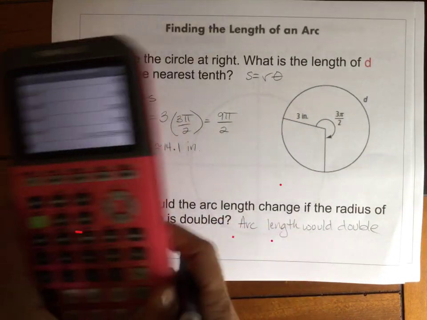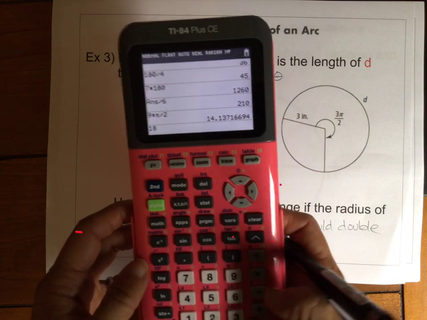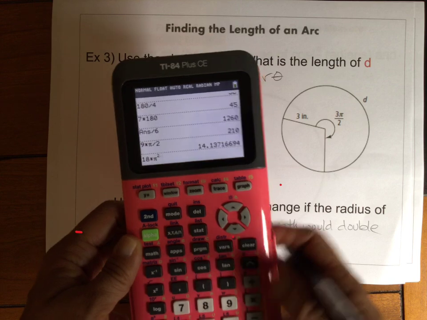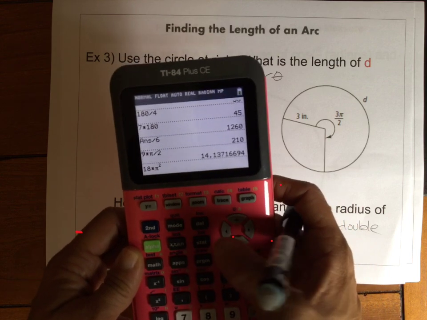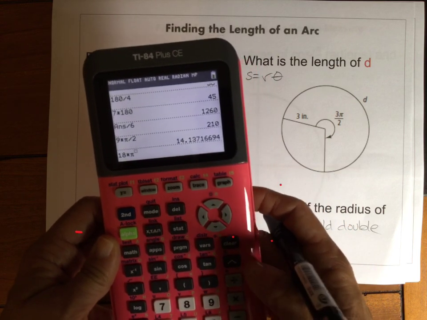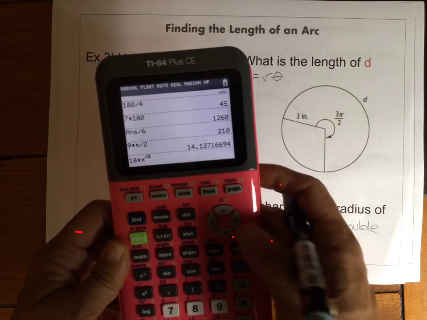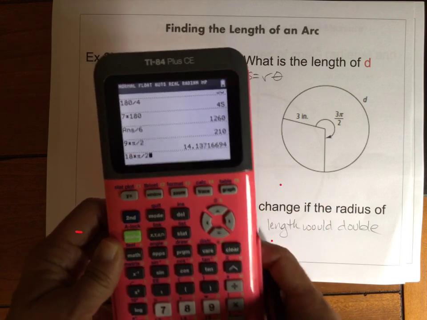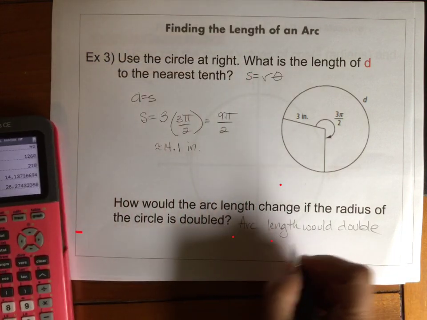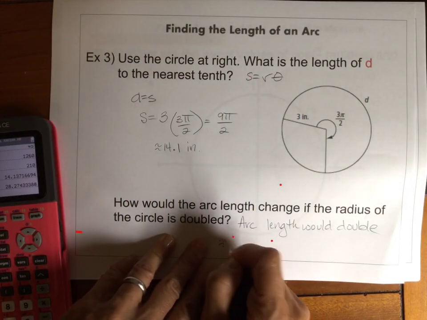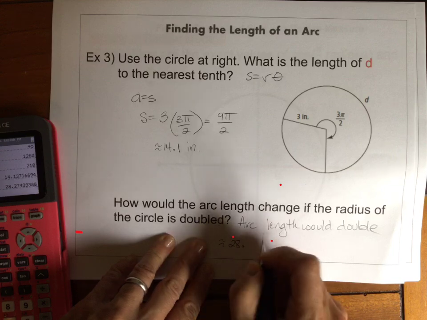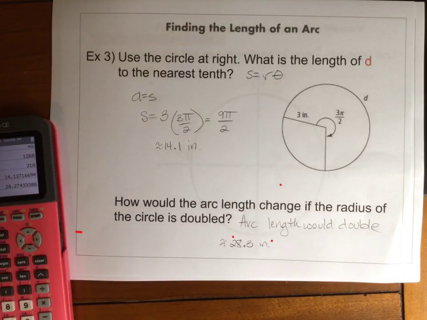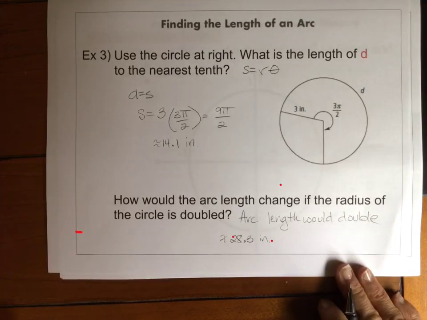So if we made this 6, we would have 18 times that pi divided by 2. Oops, I didn't mean to square that. So I'm going to hit no. Divided by 2. And we got it. We got that double. It would be about 28 point. And with the rounding, it ends up a little bit more than double, but 28.3 inches.